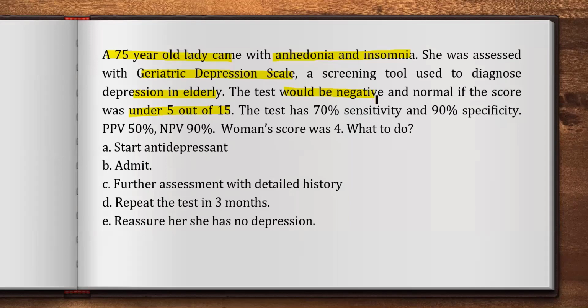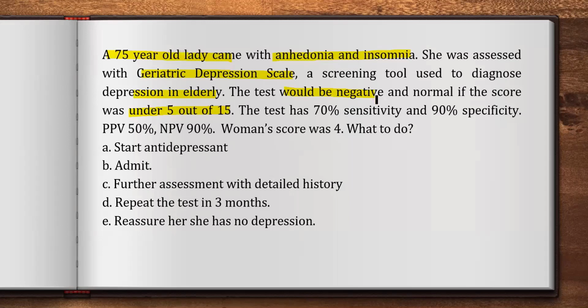The score for this patient was 4. What to do for this patient? Do you want to start an antidepressant, admit, do further assessment with detailed history, repeat the test in 3 months, or reassure her she has no depression? What do you want to do?